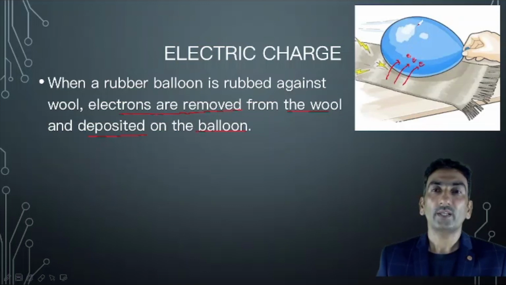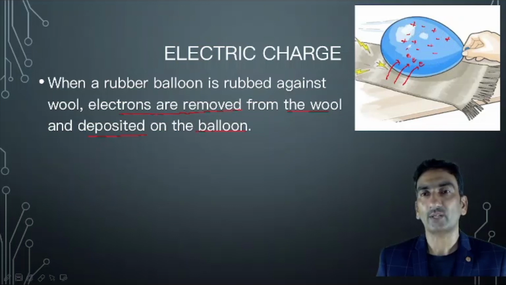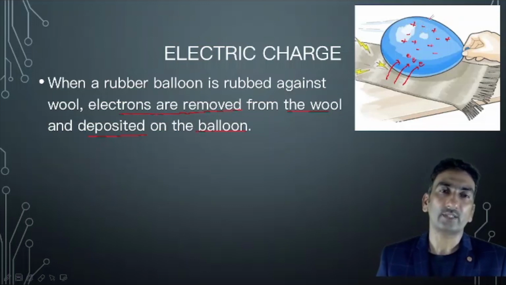So initially the balloon was electrically neutral, like the number of positive and negative charges were equal. Okay, and after rubbing, what happened? When the number of electrons increases, that means this balloon becomes excess of electron. So it gets electrified with one type of charge. What is that? Negative charge.